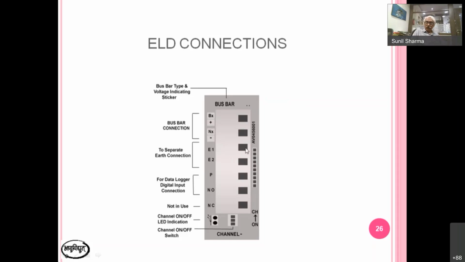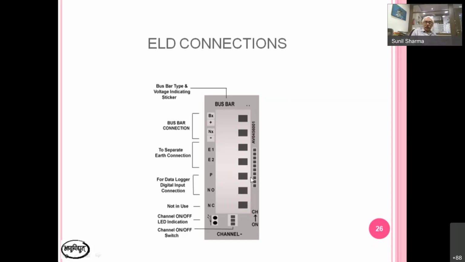Now, next, E1 and E2. There are, as I have already explained, two earths. All E1 should be looped together. All E2 should be looped together. Take two wires to the earth, different earth or ring earth. This is for your data logger connection.